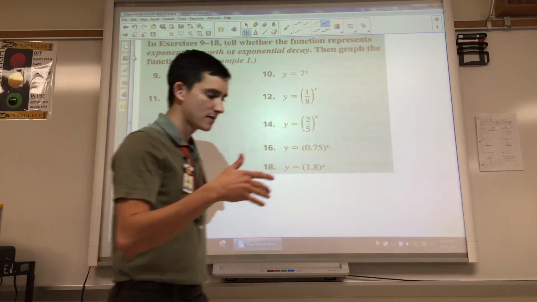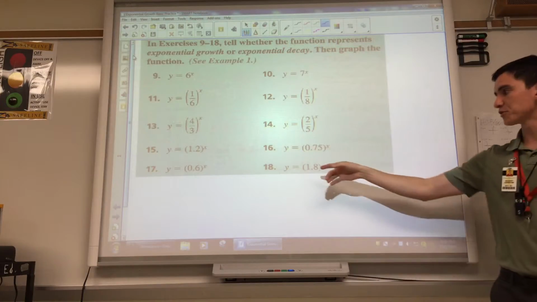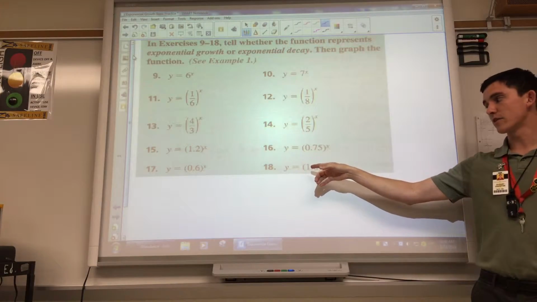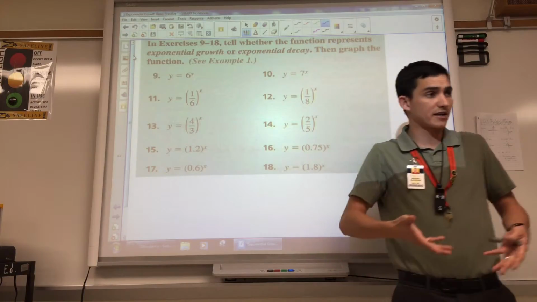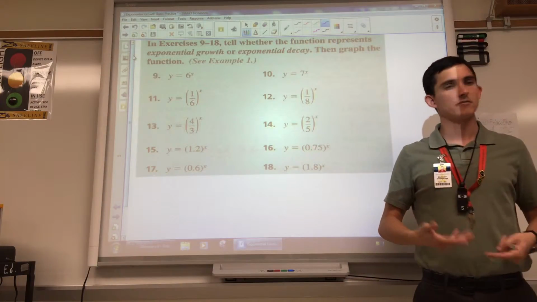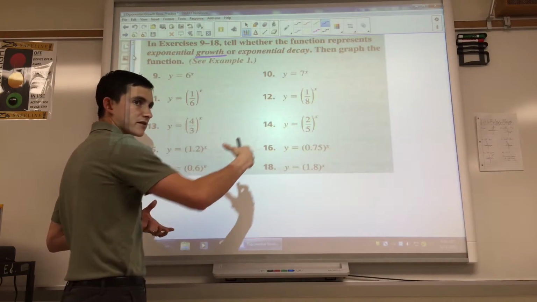So guys, remember, an exponential function is the type of function where you're multiplying something over and over and over and over again by some value. So if I'm multiplying number 18 by 1.8, and I multiply by 1.8, and I multiply by 1.8, is it going to be getting bigger or smaller? Bigger. So that's exponential growth when it's getting bigger and bigger and bigger.